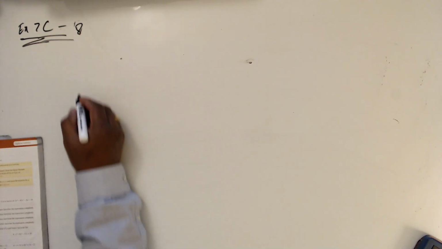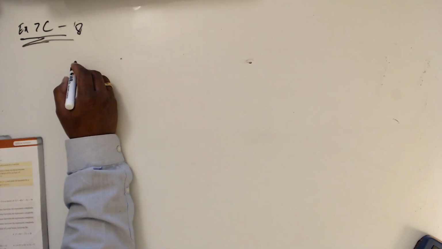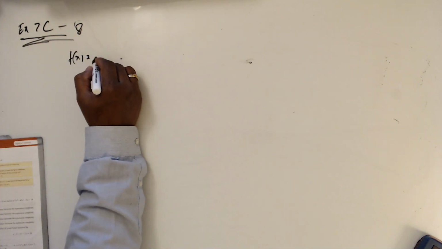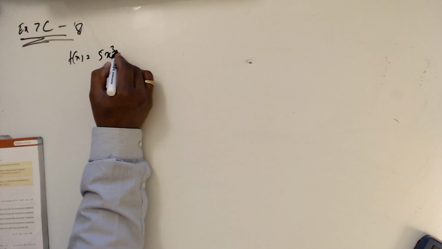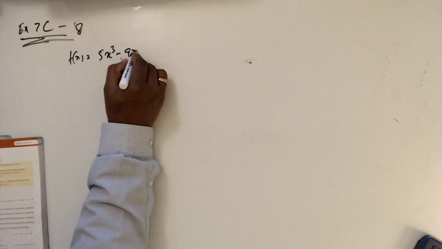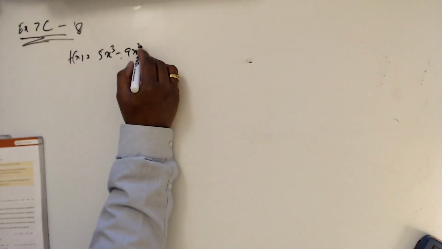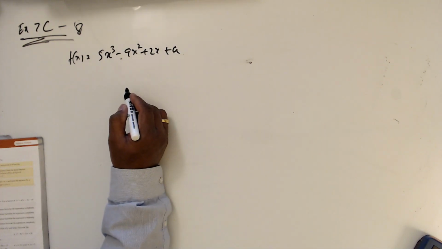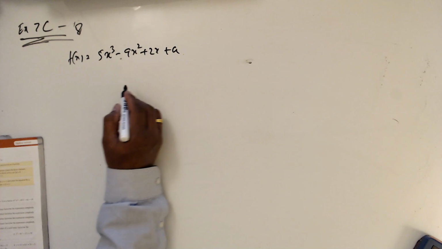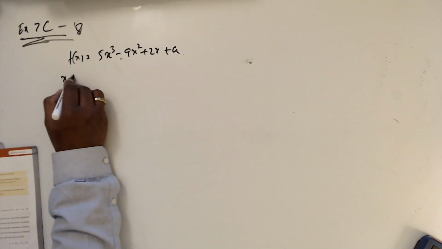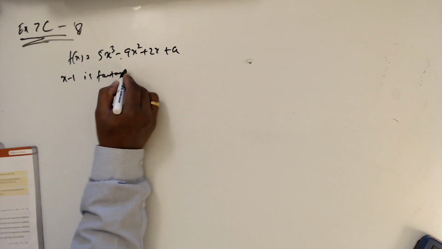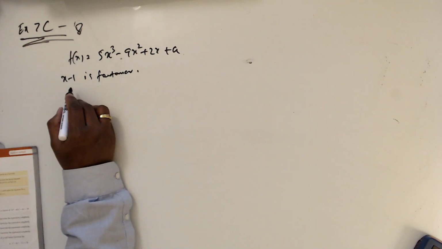Question number 8. We are given f(x) equals 5x cubed minus 9x squared plus 2x plus a, and given that x minus 1 is a factor. Now we need to find a.